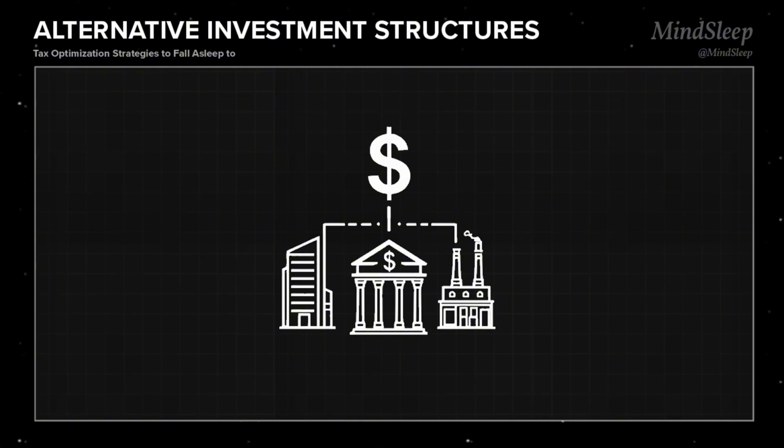Consider, for example, a private equity investment structured as a limited partnership. As an investor, you might receive your share of the partnership's income as a combination of capital gains, dividends, and interest. This mix of income types can allow for more flexible tax planning compared to a straightforward stock investment that might primarily generate dividends and capital gains.